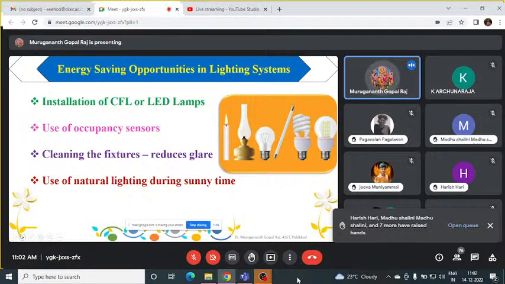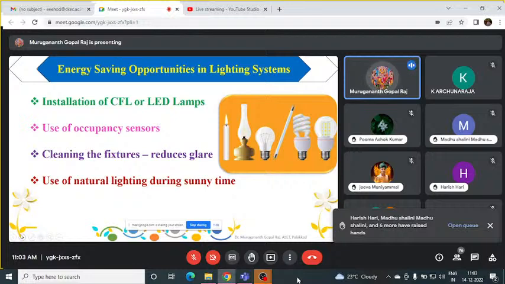Then the second one is the lighting systems. In the lighting systems, we can install CFL lamps or LED lamps. Nowadays, nobody is using CFL lamps, but going for LED lamps. Then the other most important measure is the use of occupancy sensors. Being students of electrical engineering, you can carry out many projects with occupancy sensors, right?